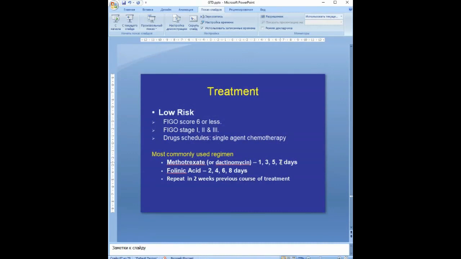Low risk. FIGO score 6 or less. FIGO stage 1, 2, and 3. Drug schedules. Single agent chemotherapy. The most commonly used regimens are methotrexate with folinic acid, repeated in 2 weeks after the previous course of treatment.